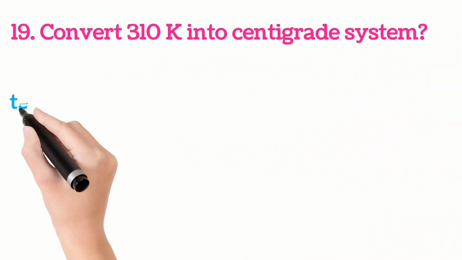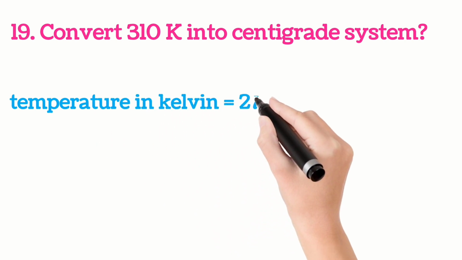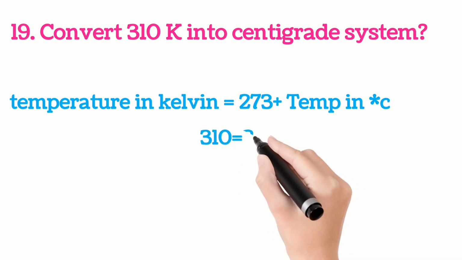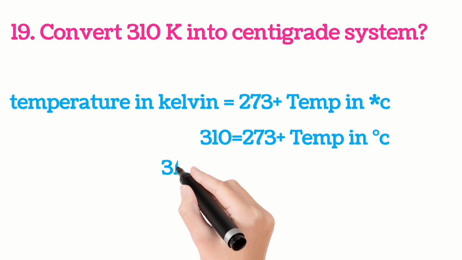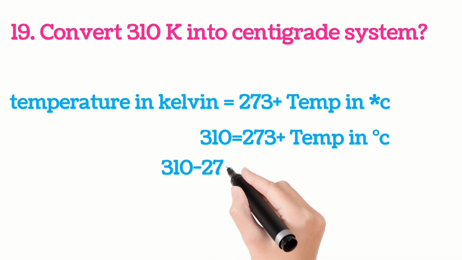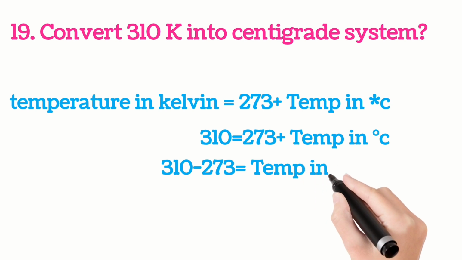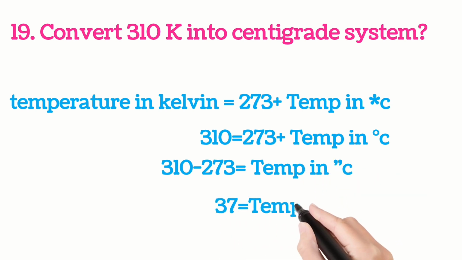Convert 310 K into centigrade system. Temperature in Kelvin is equal to 273 plus temperature in degree Celsius. The Kelvin temperature is 310. 310 is equal to 273 plus temperature in degree Celsius. 310 minus 273 is equal to temperature in degree Celsius. 310 minus 273 is nothing but 37. So 37 is the temperature in degree Celsius.